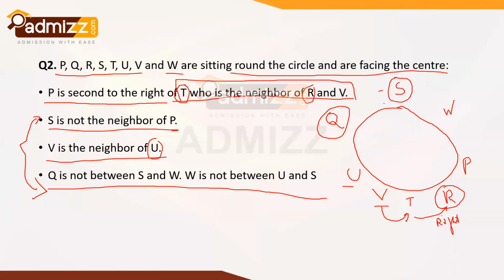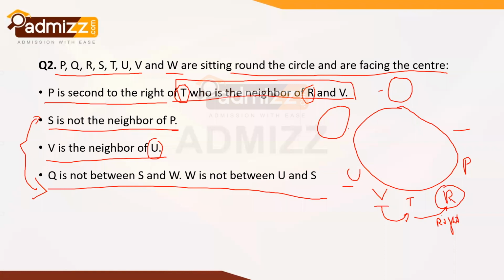So W does not lie between U and S, right? And S may lie in between these two positions, right? We also know that Q does not lie between S and W, right? So Q must be somewhere around here or here. So Q, we've got two positions for Q, right? But the correct option in this particular example is this, right? This is not correct, and I'll be explaining why in a while, right?